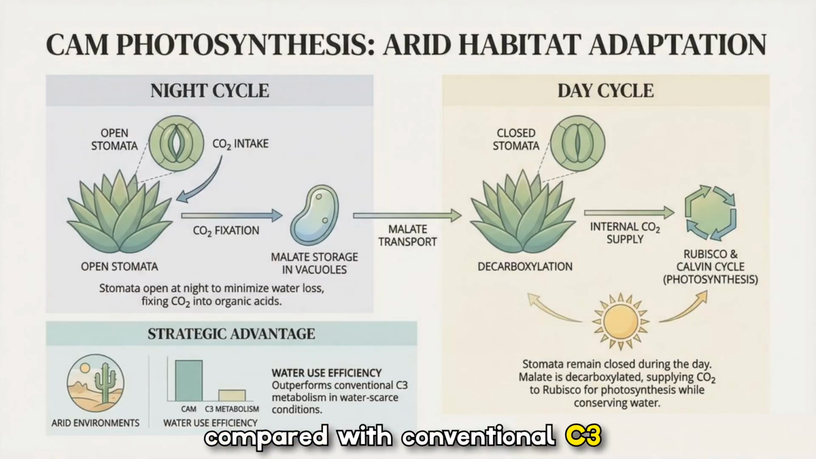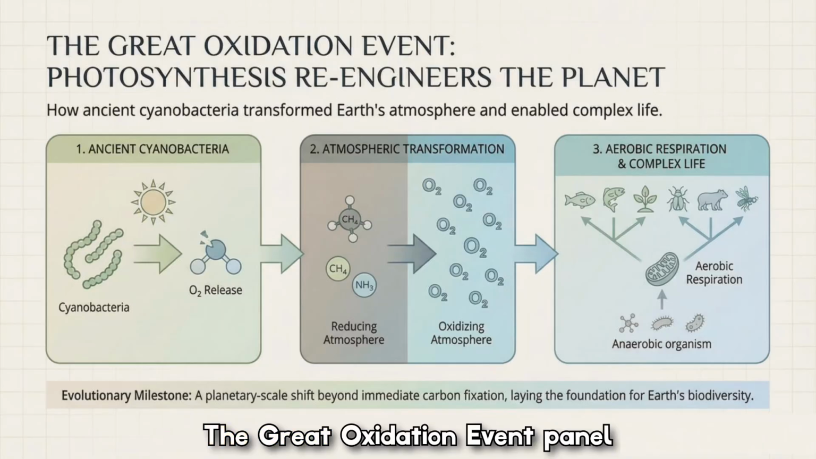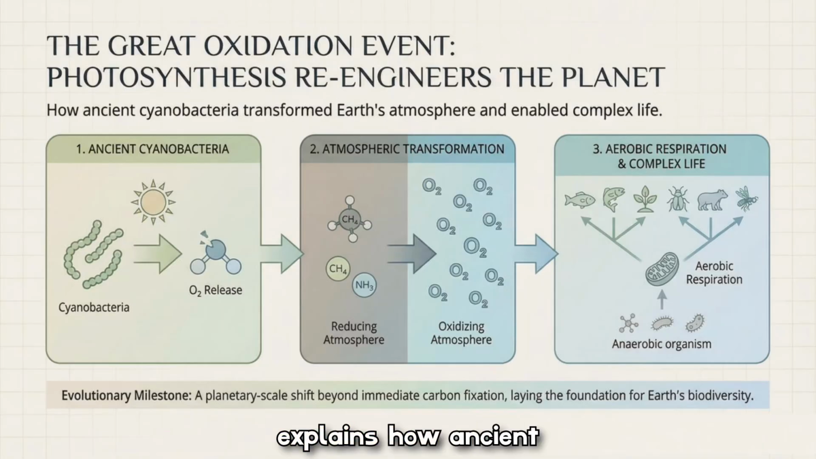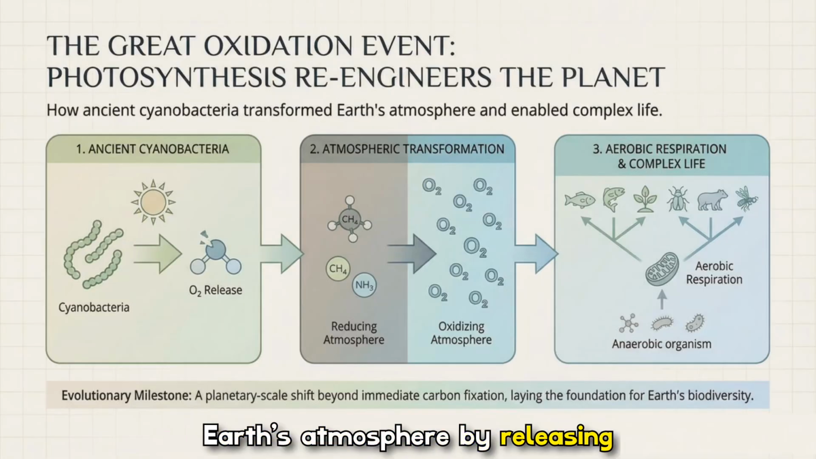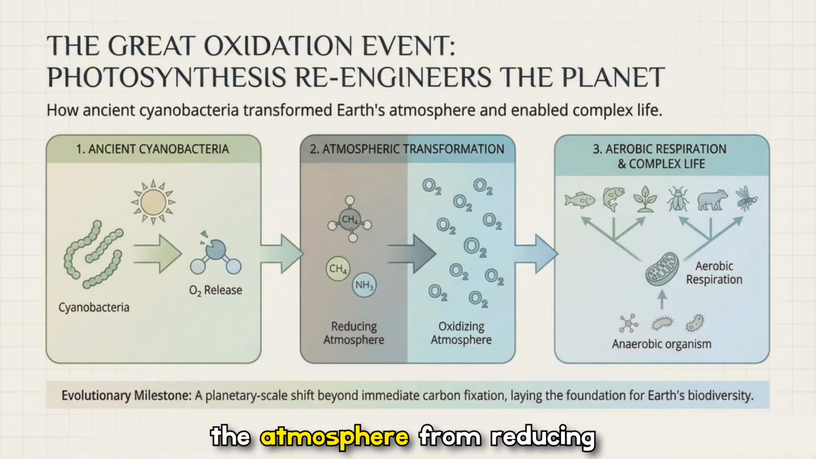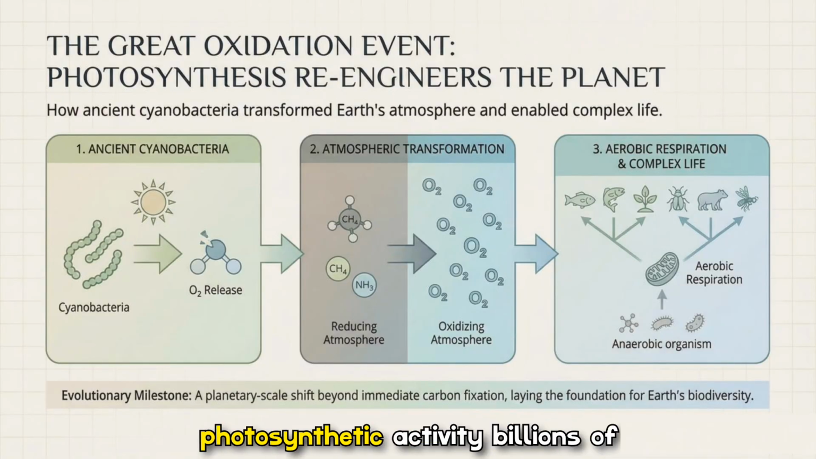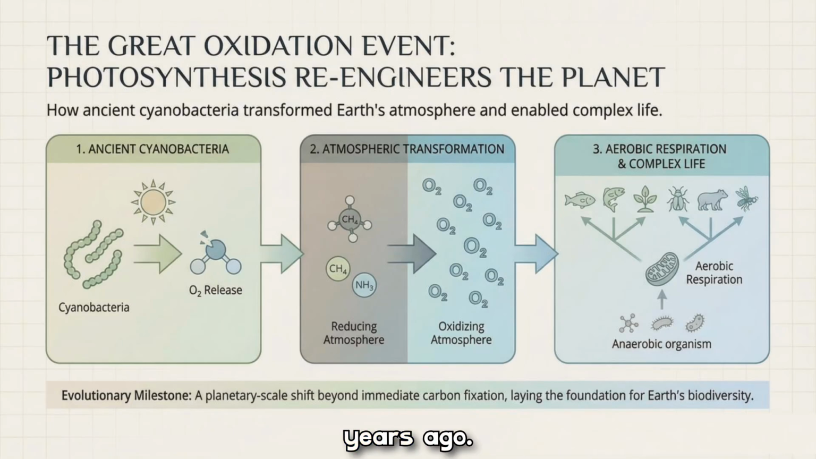with conventional C3 metabolism. The Great Oxidation Event panel explains how ancient cyanobacteria transformed Earth's atmosphere by releasing oxygen. That transition shifted the atmosphere from reducing to oxidizing, which enabled aerobic respiration and, ultimately, the emergence of complex multicellular life, illustrating a planetary-scale consequence of persistent photosynthetic activity billions of years ago.